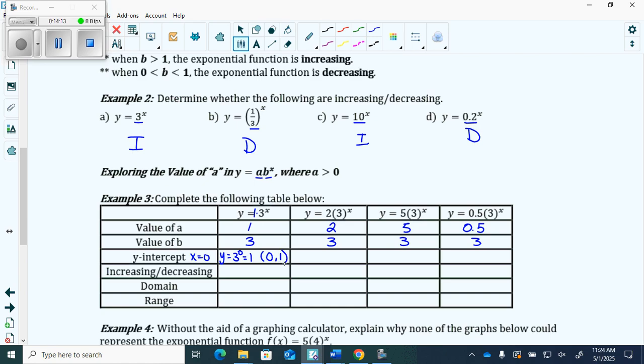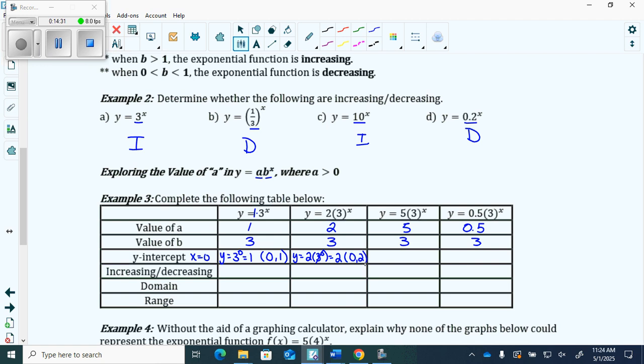Let's look at the next one. We have y equals 2 times 3 to the 0. What is 3 to the 0? 1. It's going to be 1 every time, right? What's 2 times 1? 2. So now this one's 0, 2.